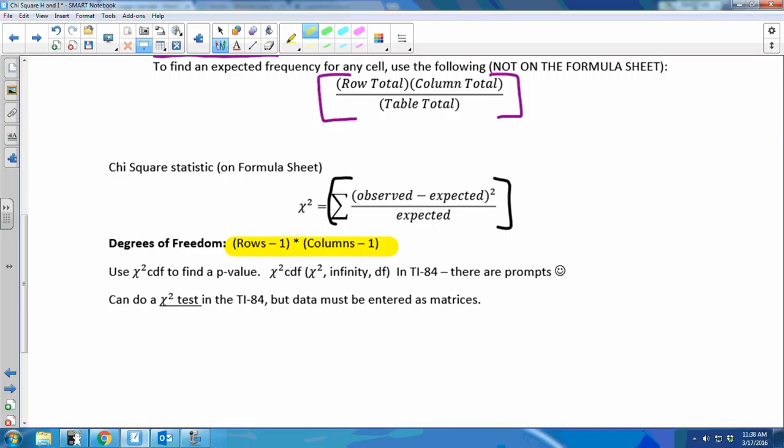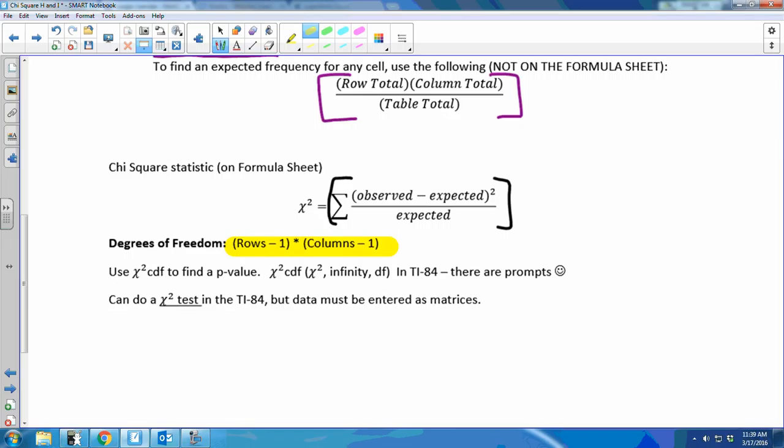With goodness of fit, we have the number of categories minus 1, right? Here's almost the same thing if you think about it as there's categories as rows and there's categories as columns. It's the categories minus 1 times the categories minus 1. Rows minus 1 times the columns minus 1. So you're sort of multiplying those two variables together if you think about it that way.